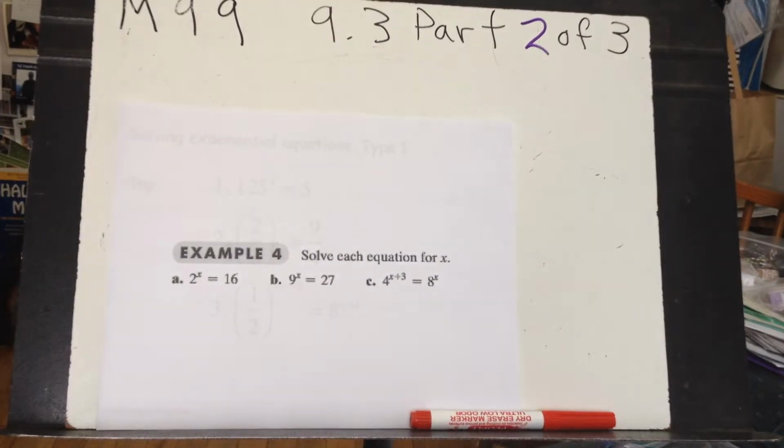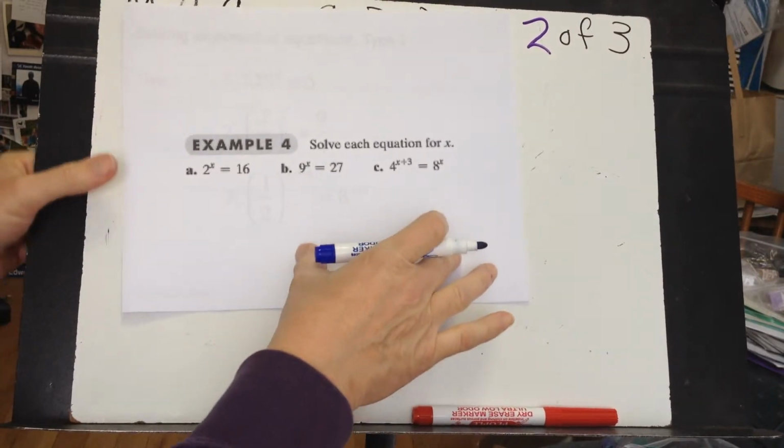Let's look at example 4, which has 3 different problems on it. Each of these are similar. All three of these are type 1 problems. Both sides can be expressed with the same base. I'm just going to set them up and let you work them out.